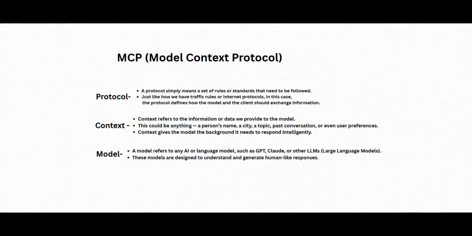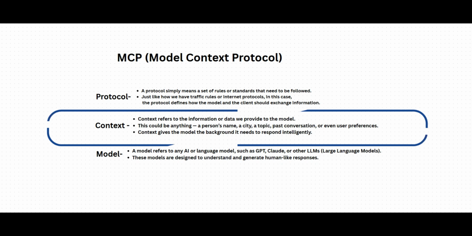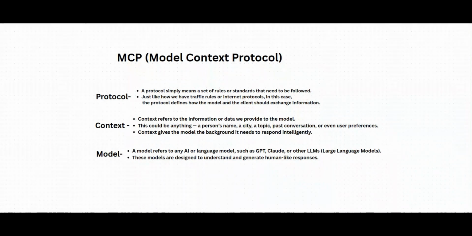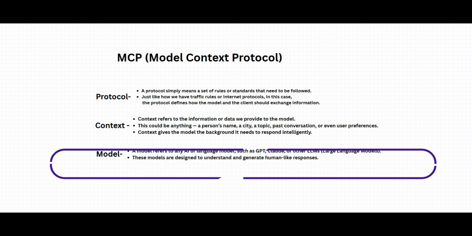Next we have context. The term context is nothing but the information or data we provide to the model. This could be anything, for example, the person's name, city, topic, any past conversation, or even user preferences. Context gives the model the background it needs to respond intelligently. And finally, the model. A model refers to any AI or language model, such as GPT or LLMs, large language models. These models are designed to understand and generate human-like responses.